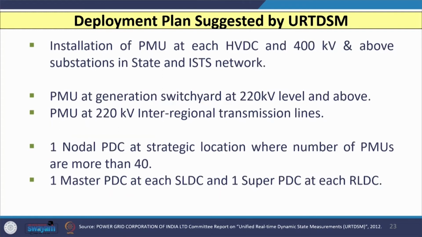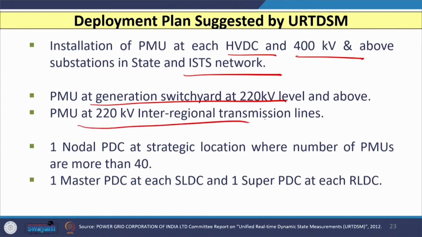Installation of PMU at each HVDC and 400 kV and above substations in state and interstate transmission system network is also suggested by this URTDSM. PMU at generation switchyard at 220 kV level and above is also suggested. PMU at 220 kV inter-regional transmission lines is also suggested.